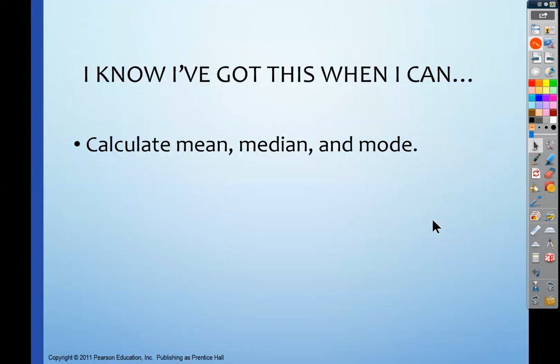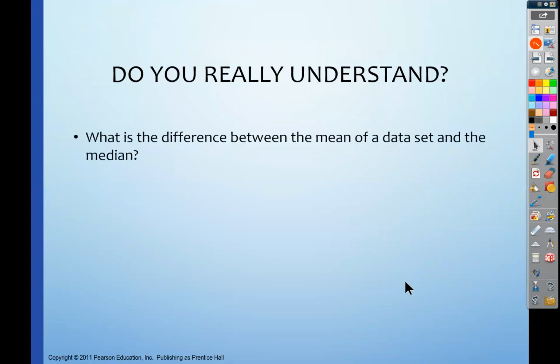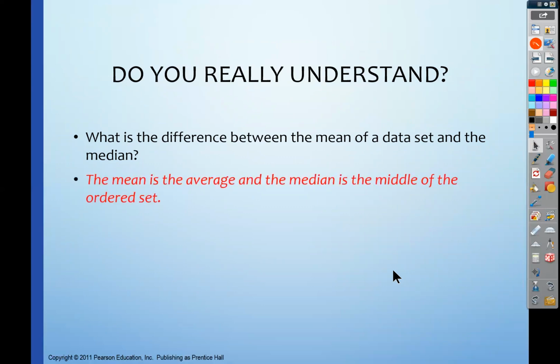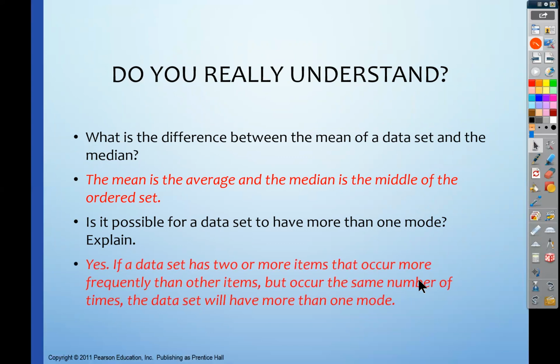So I know I've got this when I can calculate mean, median, and mode. Do you really understand? What is the difference between the mean of a data set and the median? The mean is the average and the median is the middle of an ordered set. Is it possible for a data set to have more than one mode? Explain. Yes. If a data set has 2 or more items that occur more frequently than other items, but occur the same number of times, the data set will have more than one mode.